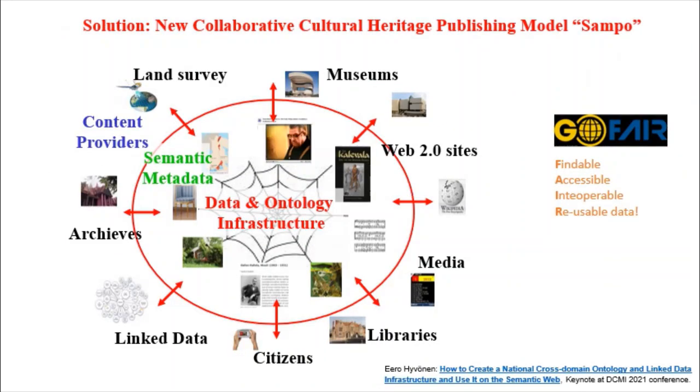A solution model to address the two previous key problems is depicted in this figure. The idea is to establish a shared data and ontology infrastructure based on linked data. When a content provider creates a piece of content using the shared infrastructure, the data is automatically interlinked and enriched by the other data providers' data, and their data by the new piece of content.